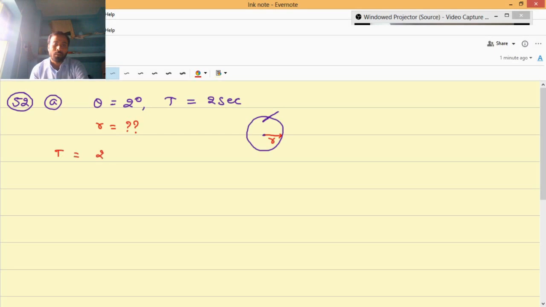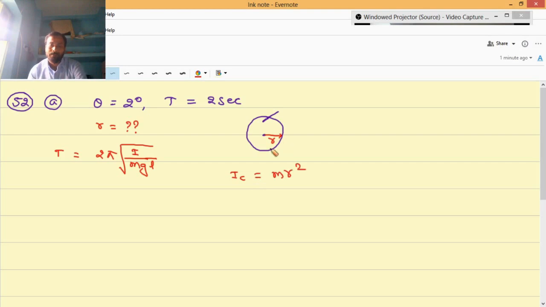The time period for any physical body is written as 2 pi under root I by mgl. So like this we have to evaluate the time period. Here the time period is given, and the mg and L values we know: from the point of suspension to the center of the object, that is r only. So we only need the moment of inertia. We can consider the circular wire as a ring-like structure, so the moment of inertia about the central point will be mr square.